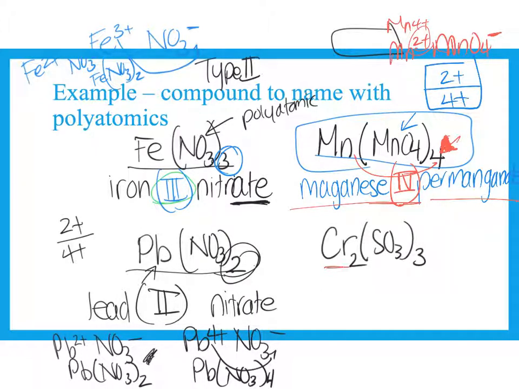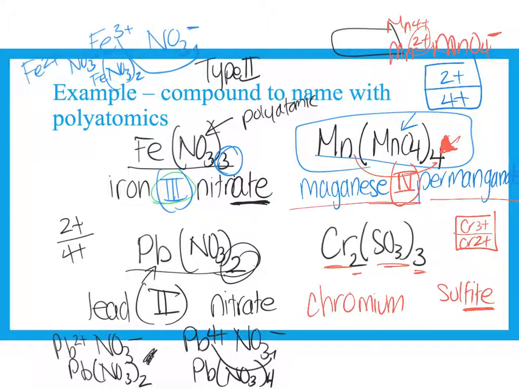Okay, the next one is Cr2SO3. So Cr, I'm going to find out, is for chromium. Chromium can either be chromium 3 positive or it can be chromium 2 positive. So those are my choices. SO3 I'm going to see is for sulfite. And again, that's a polyatomic, right? So this is many atoms all collected together. So let's see. Sulfite is 2 negative.